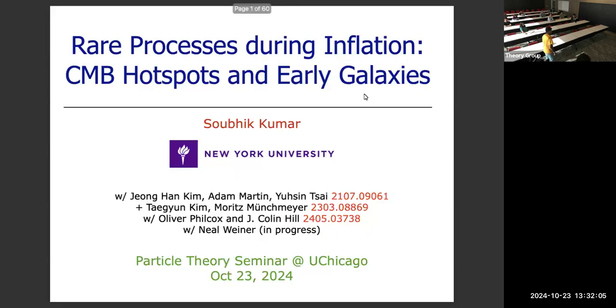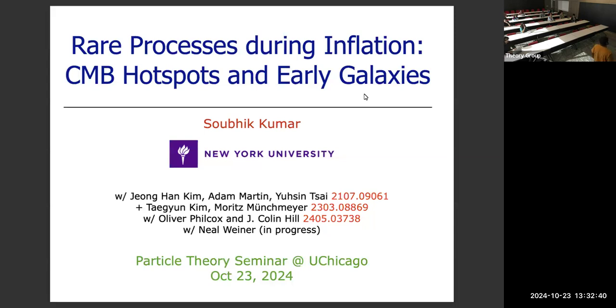Okay, I guess we can start then. We're very happy today to have Soubhik telling us about CMB hotspots and early galaxies. Please take it away. Am I visible over Zoom? Visible and audible over Zoom, I guess. Okay. All right, great. So thank you so much for having me. It's a real pleasure to be back here.